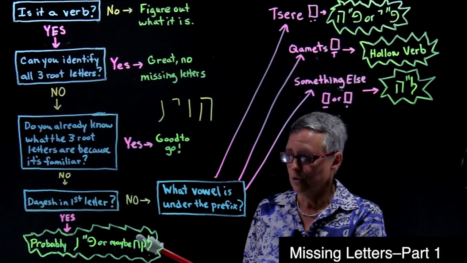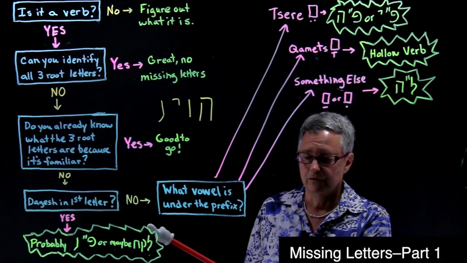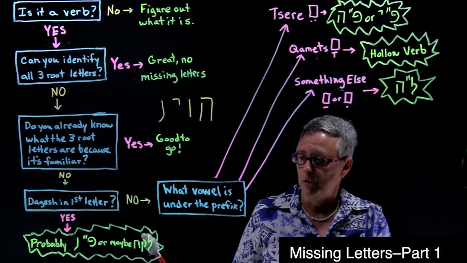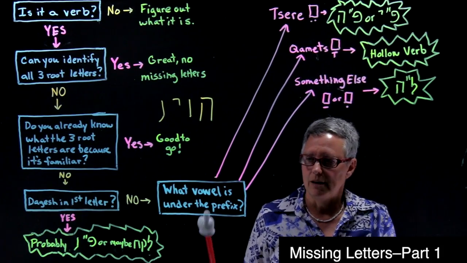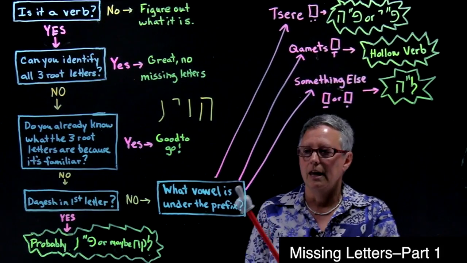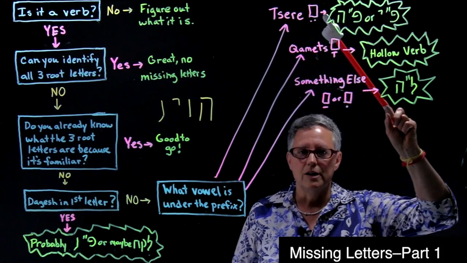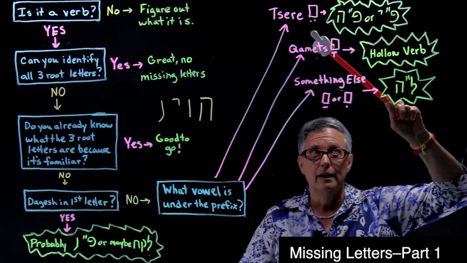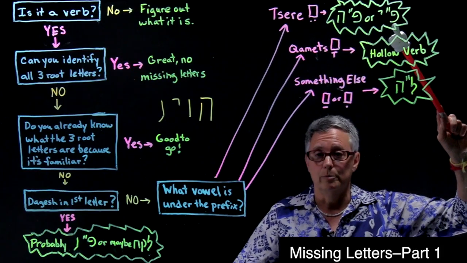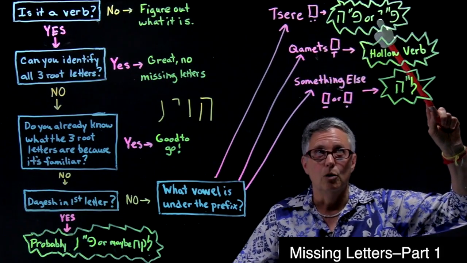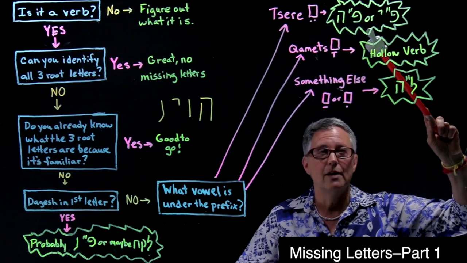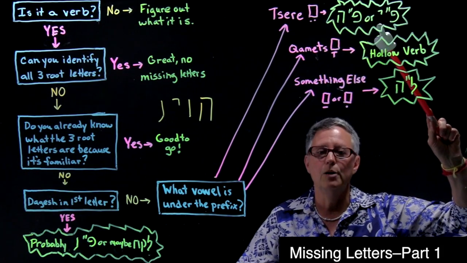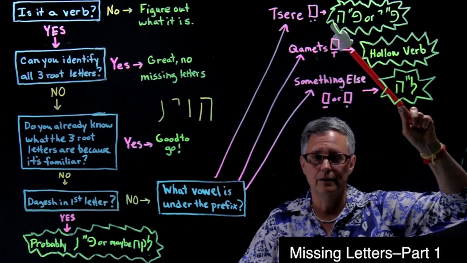If there is no dagesh in the first visible root letter, then ask yourself what vowel is under the prefix. If the vowel under the prefix is a tsere, you have probably a pei yod or a pei he verb. So in other words, you have a missing initial yod or you have a missing initial he.